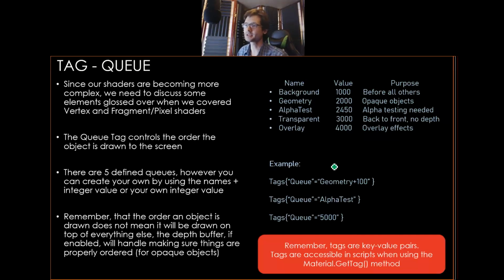One of the tags is called Queue. And you can think of Queue as a series of bins, out in front of you, and the bins furthest on the left get rendered first, and the ones furthest on the right get rendered last. Let's do it that way. Why not?